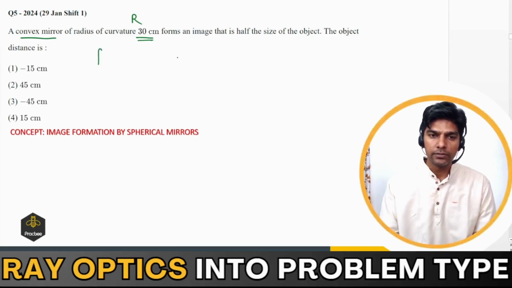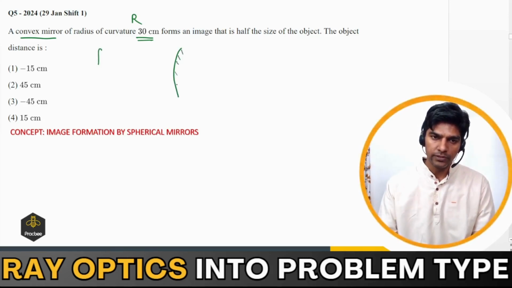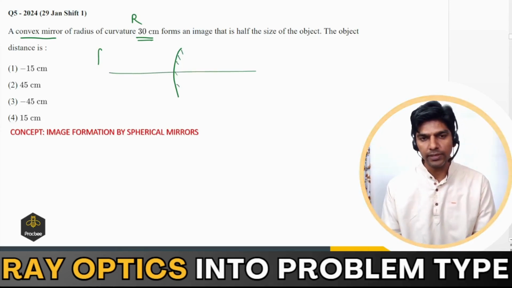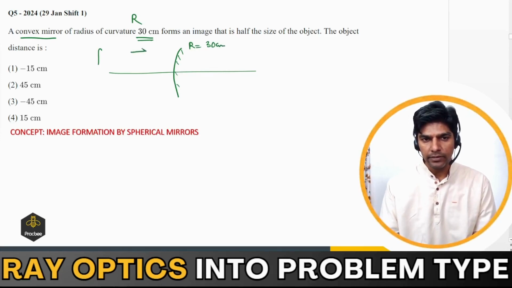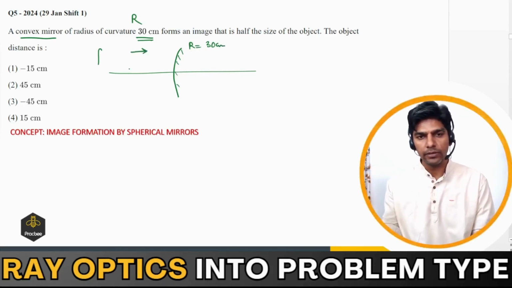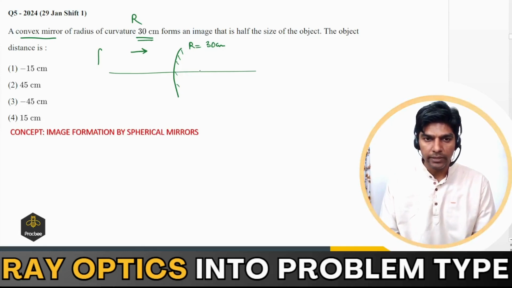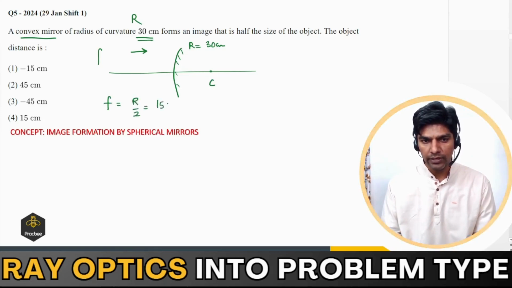So let me draw the diagram. That is the convex mirror. This is the principal axis, and the radius of curvature is given as 30 centimeter. And the incident rays are going in the right direction. So we can say this is the center of curvature. So R will be positive, so focal length is also positive. Focal length will be R by 2, which comes out to be 15 centimeter.